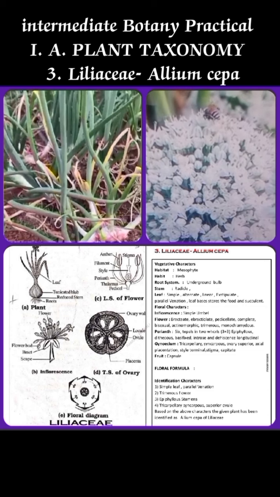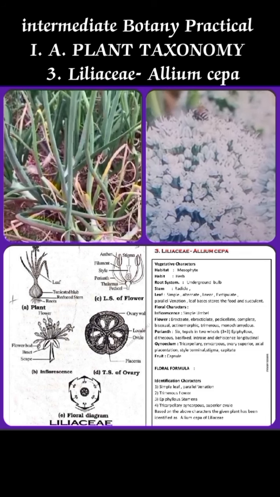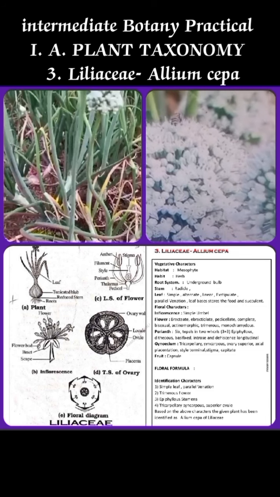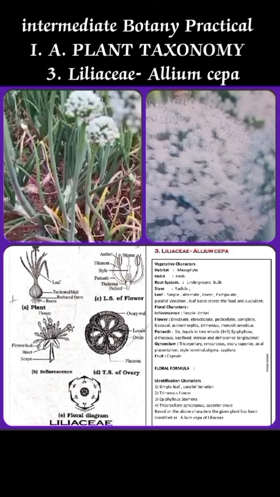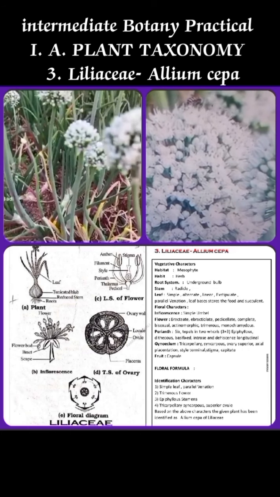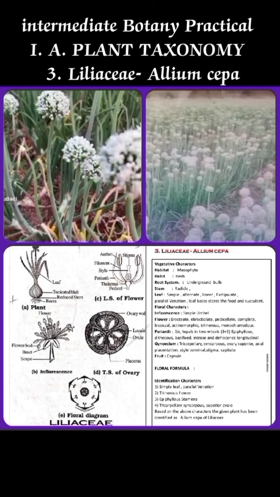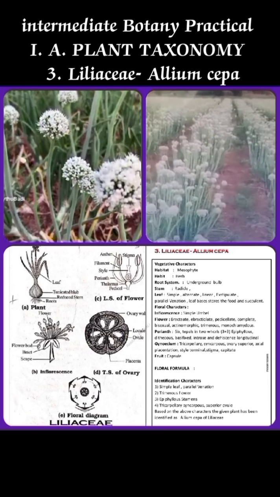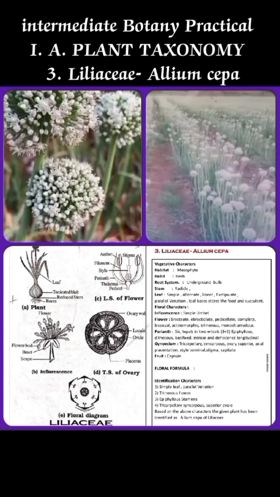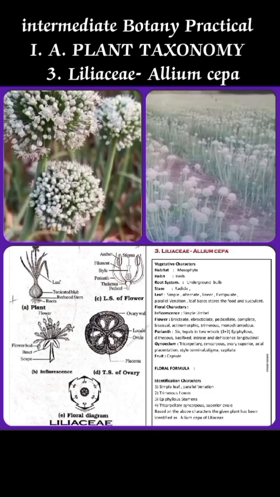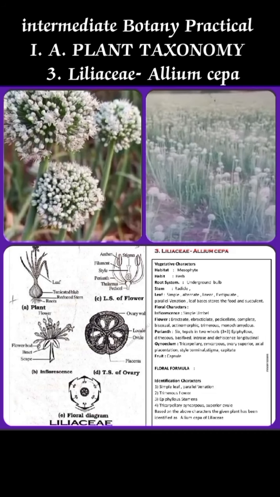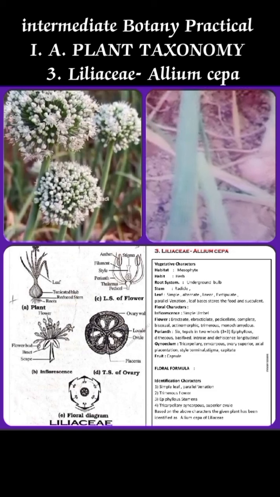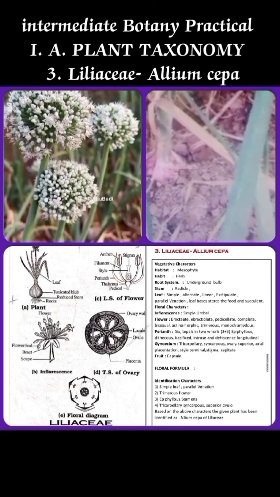Floral characteristics: inflorescence simple umbel, flower bracteate, bracteolate, pedicellate, complete, bisexual, actinomorphic, trimerous. Perianth 6 tepals in 2 whorls, 3+3, epiphyllous stamens, dithecous, basifixed, introrse and dehiscing longitudinally. Gynoecium tricarpellary, syncarpous, superior ovary, axile placentation, style terminal, stigma capitate, fruit capsule.